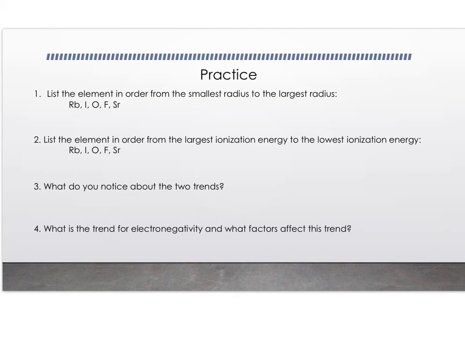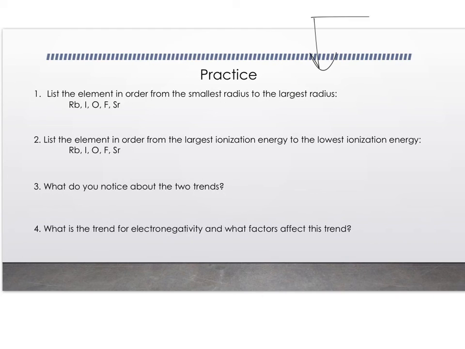All right, so let's practice a little bit of these trends. We need to list the elements in order from the smallest radius to the largest radius, and hopefully you can press pause, work these problems, and then turn it back on to see if you got these correct or not. But the first one, we have Rb, that's rubidium, I, iodine, O is oxygen, F is fluorine, and Sr is strontium. We need to list them from the smallest radius.